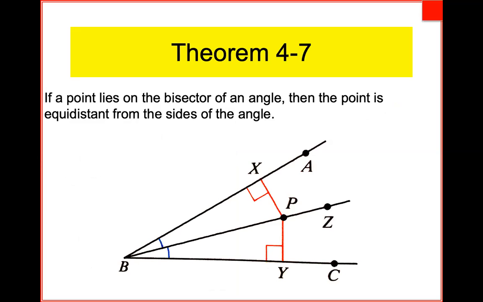That if you live anywhere on the angle bisector, anywhere, P or Z, that you are the same distance away from the sides. And the reason why we measure it perpendicular is because of the previous statement. That's how we measure things. How far are you away from the line? You measure perpendicularly. This is 4.7.